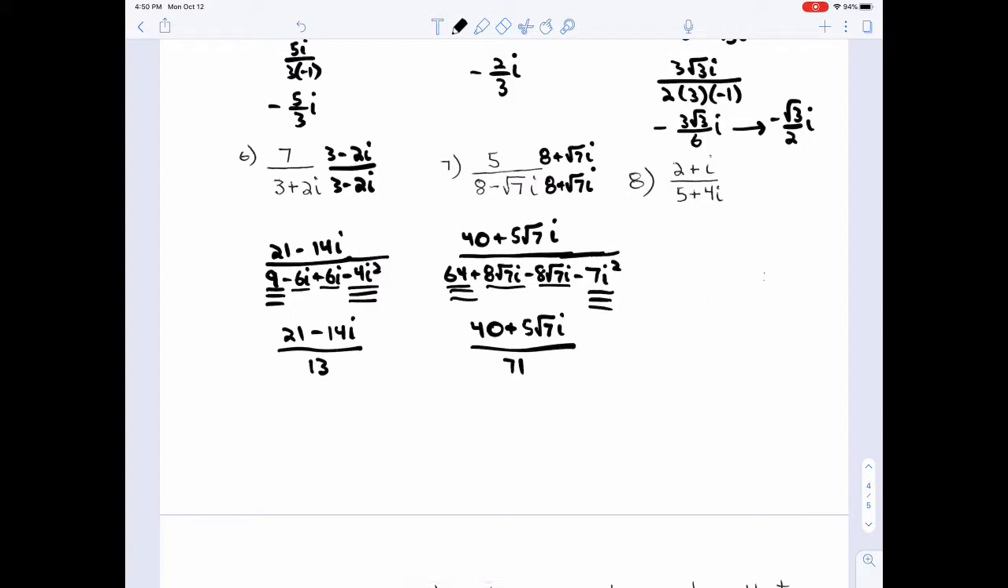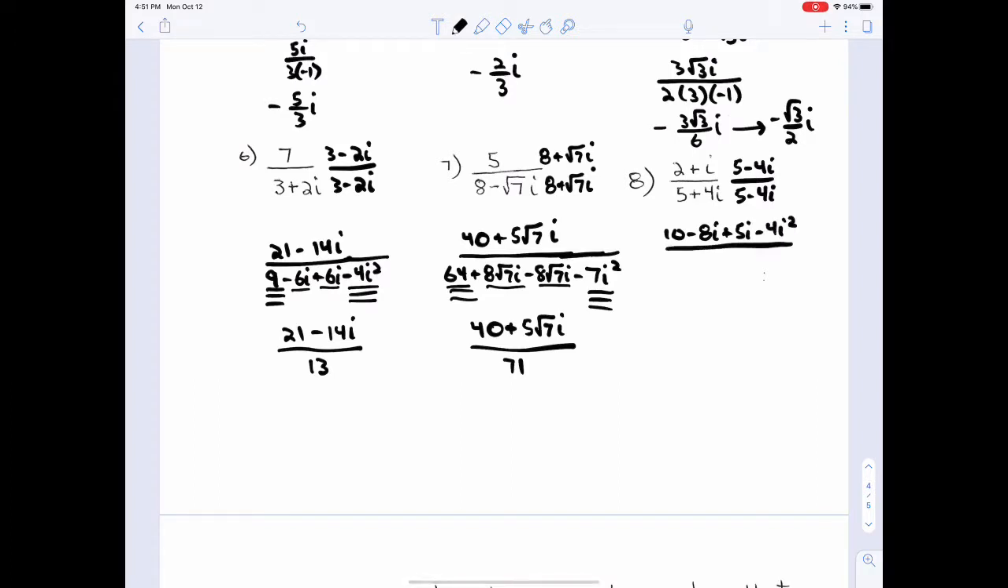Okay, last one here. The conjugate would be 5 minus 4i over 5 minus 4i. Now it's just tedious multiplication, just the distributive property. 2 times 5 is 10. 2 times negative 4i is negative 8i. Then we'll distribute the i. It gives me plus 5i and minus 4i squared.